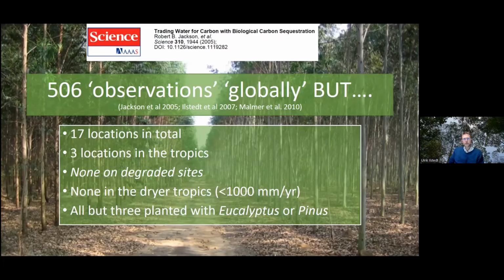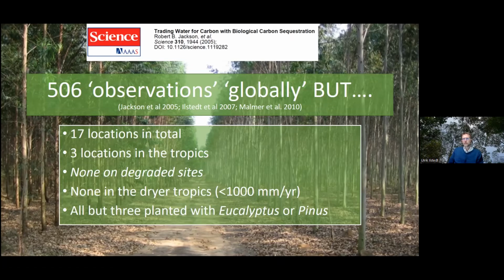But then when I looked into these science papers, and I looked at the supplementary information, I started to realize that actually the evidence might not be as global and as wide-ranging as it looked like. So these 506 observations that they made regressions of were actually only 17 locations in the world. And only 3 of them were in tropical countries.